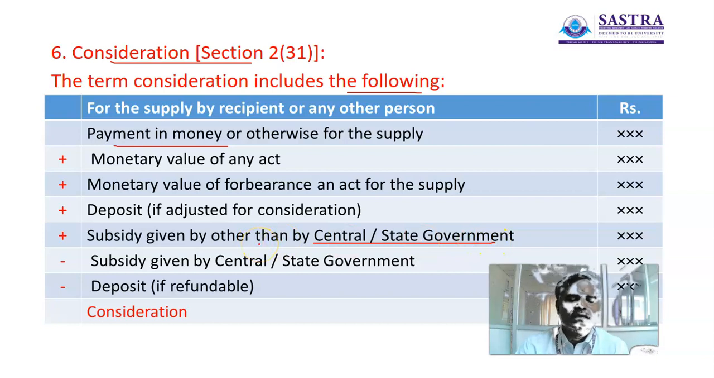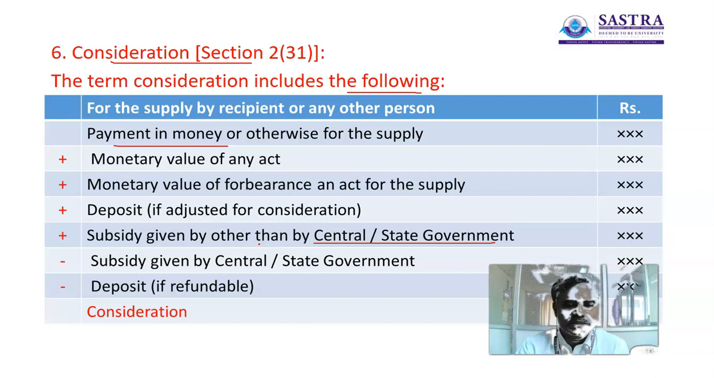Then subsidy given by other than central and state government. This is very, very important. When the subsidy is given by the government, both central and state government, it should be deducted from the consideration value, because this is not refundable by you. This is for your benefit, for promoting or development of your business, or for the purpose of encouragement of your business. Particularly because once you develop, you may provide some employment opportunity for somebody. This is the motto of giving subsidy.